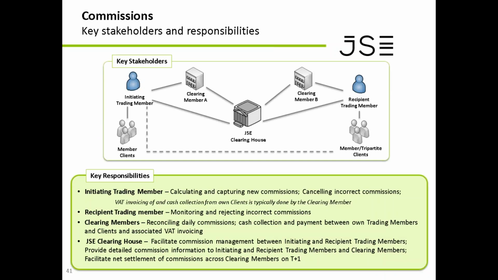So this gives you an idea of who all the stakeholders are. I think I've already spoken to who they are. So you can see the initiating trading member needs to capture the commission. The recipient trading member needs to monitor the commissions and reject it if he finds that it's incorrect. The clearing members, I think they've got the biggest job in that they need to reconcile the daily commissions, and make sure that the cash collection and payment between its own trading members and clients happen. And the JSE clearing just facilitates the movement of all this money after having made all that information available to you guys.